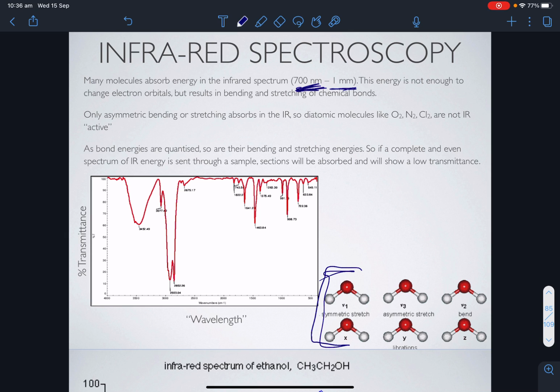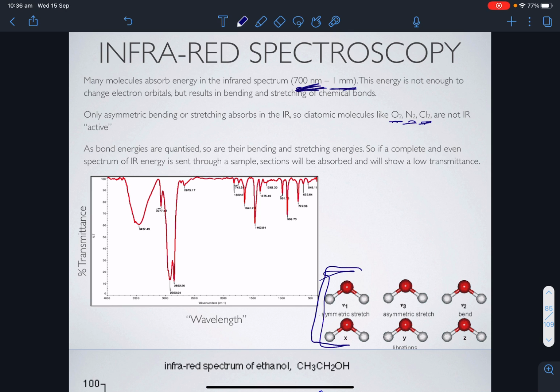Only asymmetric bending or stretching absorbs in the IR. So diatomic molecules like O2, N2, Cl2 are not IR active. They won't absorb in there. We need some asymmetric stretching, and most organic molecules fit that criteria. As bond energies are quantized, so are the bending and stretching energies of certain molecules.